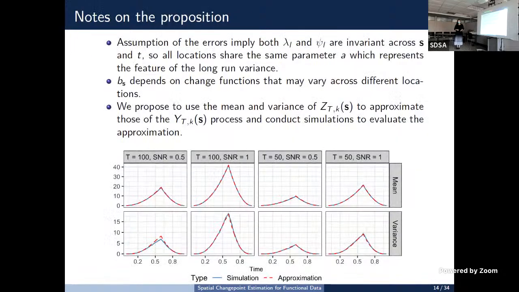So we further do some simulations in four different settings. The first row represents the mean, the second row represents the variance, and the blue curve represents the result from our simulation, I mean the Y process, and the red dashed line represents the result about the Z process. So we can see in all these four different settings with different change signal and different number of time points, the approximation is very good. So we will just use the results from Z process to approximate those of Y process.